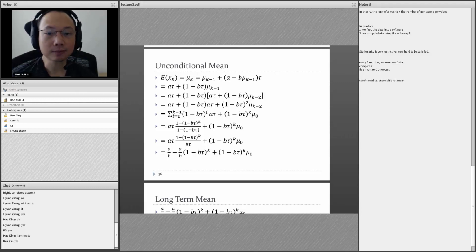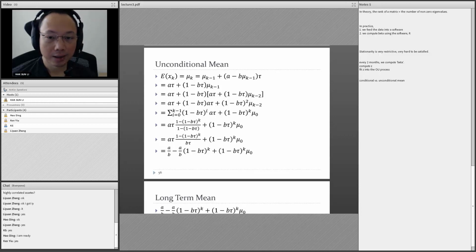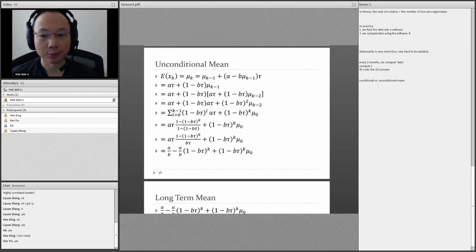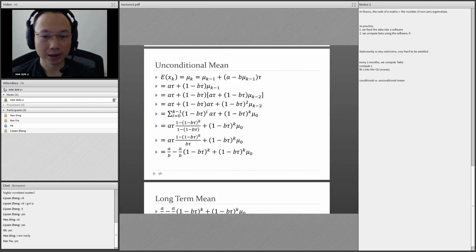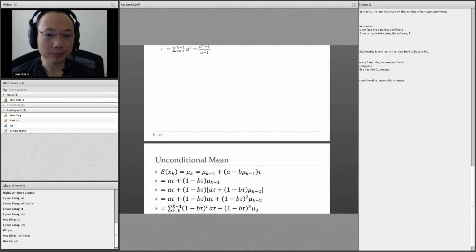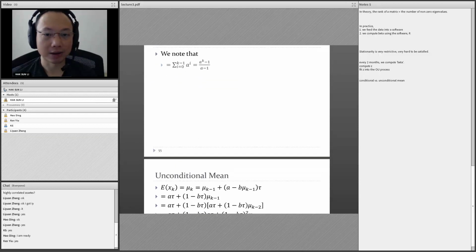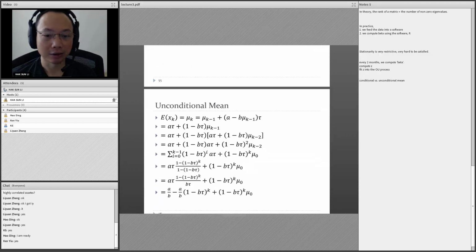Okay? And again, doing some algebra, we group the terms. Mu k minus 2 can be written in terms of mu k minus 3, which can in turn be written in terms of mu k minus 4, and so on up to mu 0. Mu 0 is a given number, a given constant. Then you do some algebra and you see this is the power series here. We just state that the result of the sum of the power series is this, so we plug it in here.